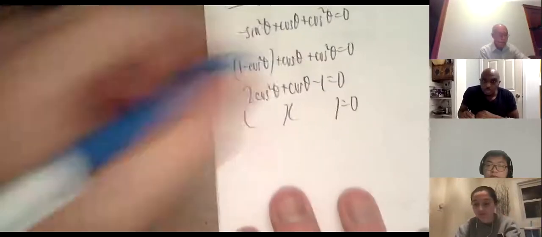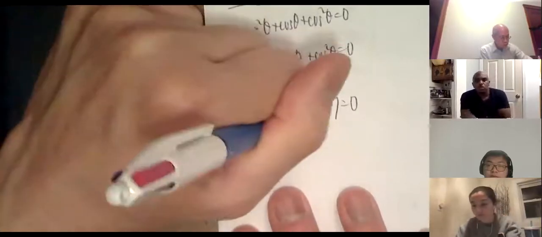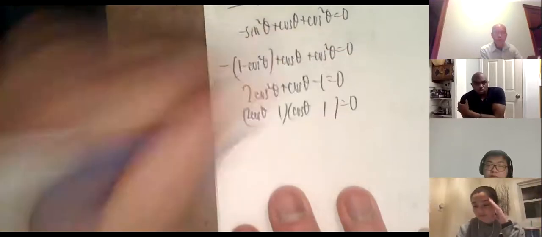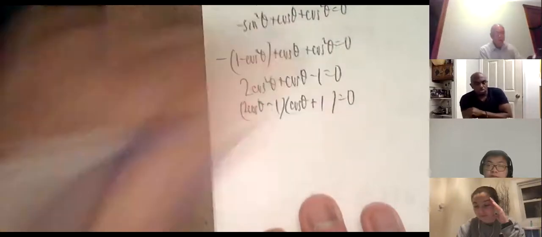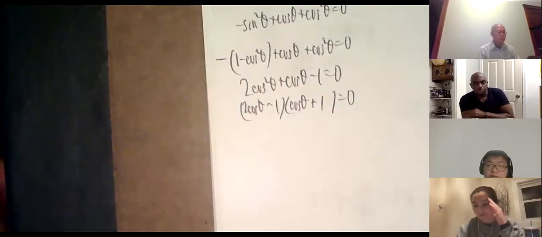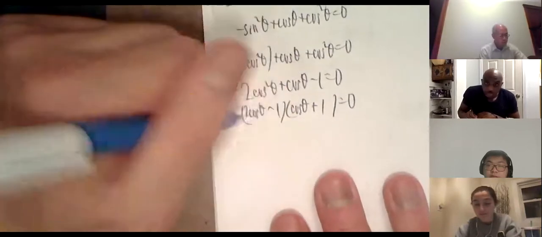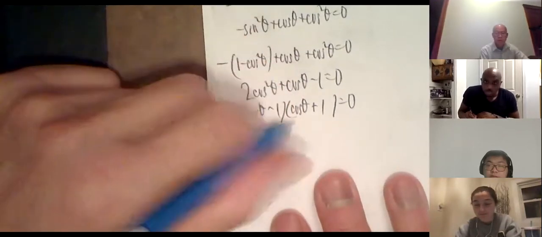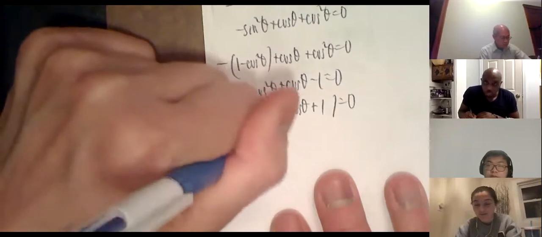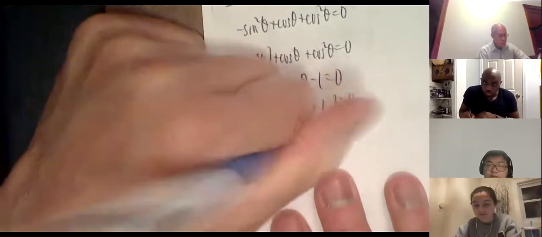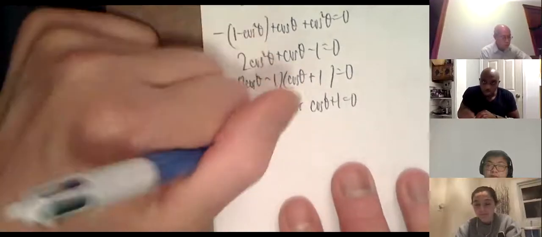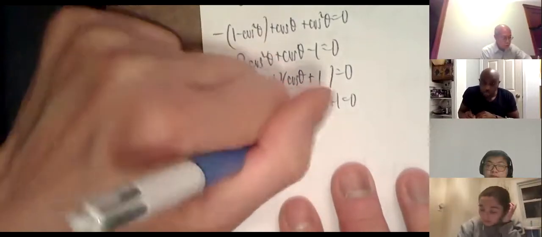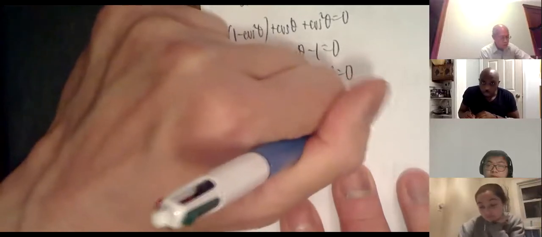Factor: 2 cosine theta, 1, 1. Let's see, how do you end up with a positive? Like that and like that. So that means this is 0 or this is 0. 2 cosine theta minus 1 equals 0, or cosine theta plus 1 equals 0. Cosine theta is 1/2, or cosine theta equals negative 1.